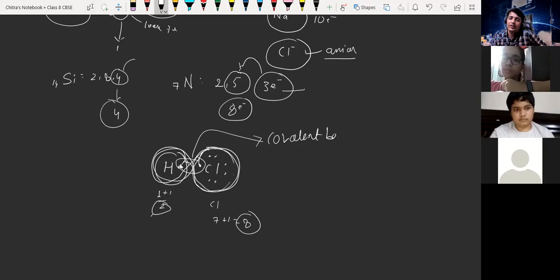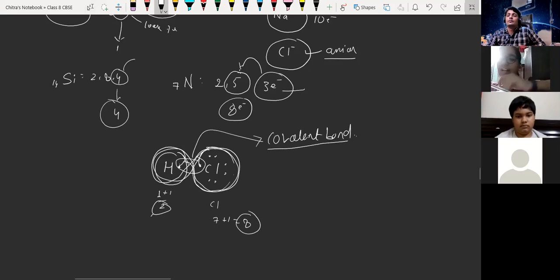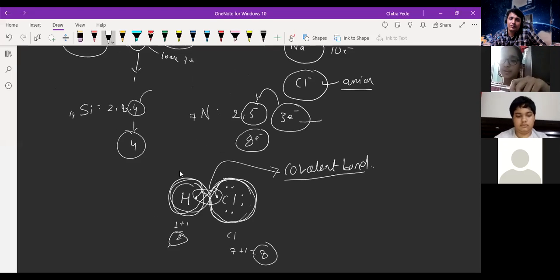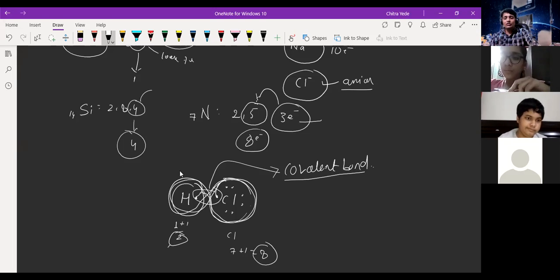And this bond formed by sharing of electrons is called a covalent bond. Covalent bond. Okay. Sir, but every atom which donates and accepts electrons also shares electrons, no, sir? No. Elements are going to share electrons or lose them.